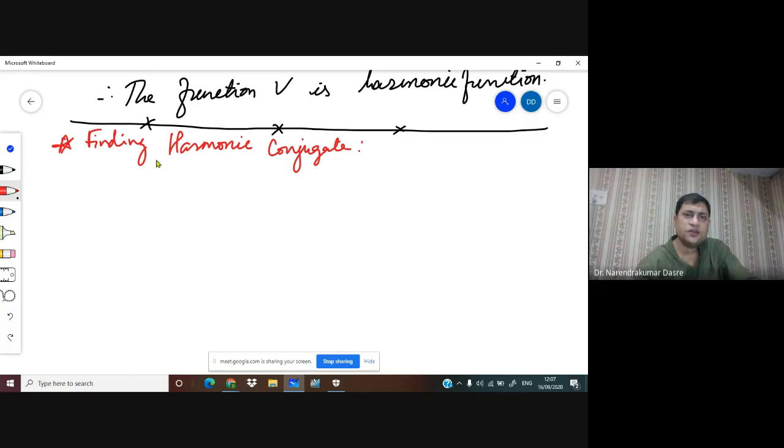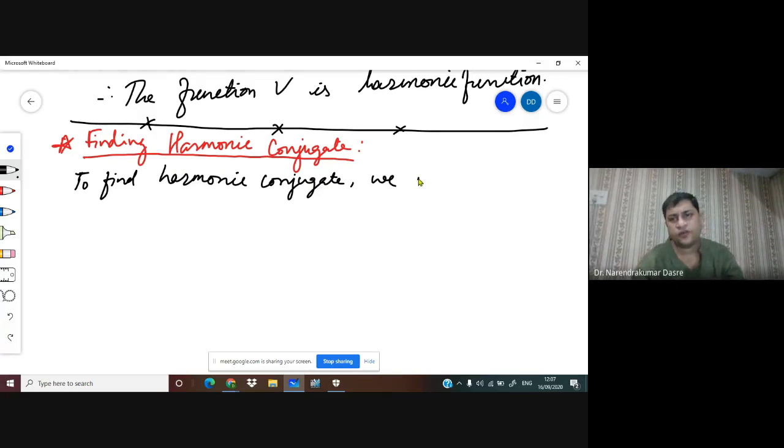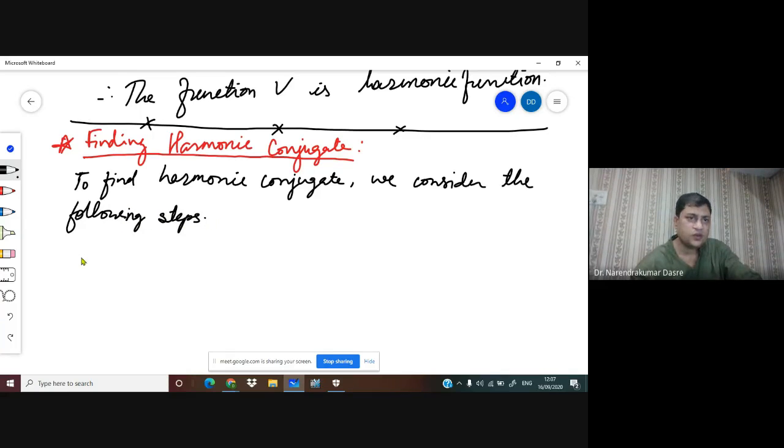Now we have to find the harmonic conjugate. Okay, so once we can understand the given function is harmonic, we are able to find the harmonic conjugate. Okay, now to find the harmonic conjugate, we consider the following steps. Okay, so what are the steps we consider?